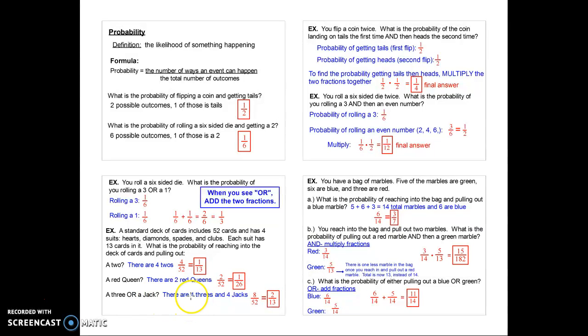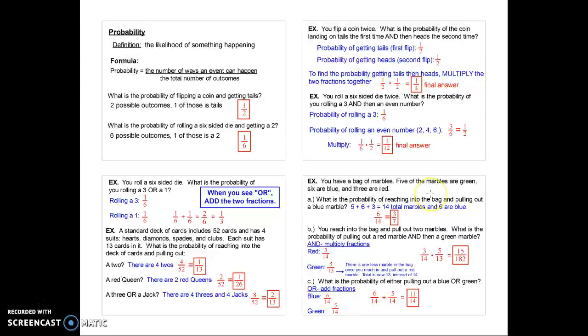So there are 4 3s. I have 4 out of 52. There are also 4 jacks. So I have 4 out of 52 of those. 4 out of 52 plus 4 out of 52 gives me 8 out of 52. That again reduces to be 2 out of 13. Okay, so because it's or, I'm adding these 2 probabilities together, which gives me 8 out of 52 and then reduces.